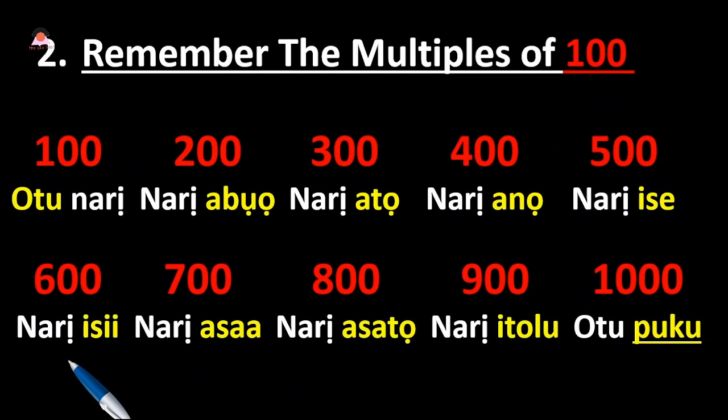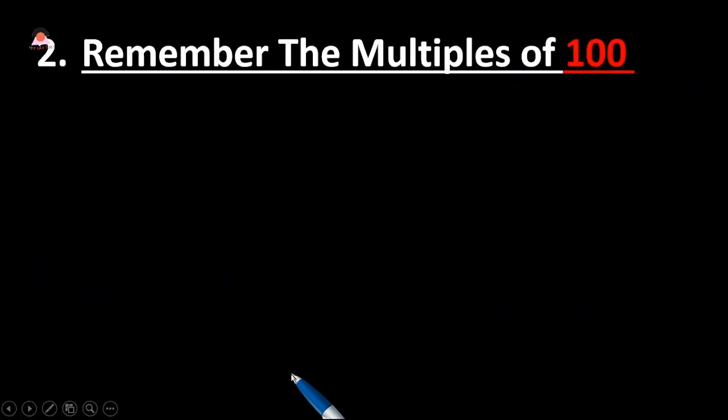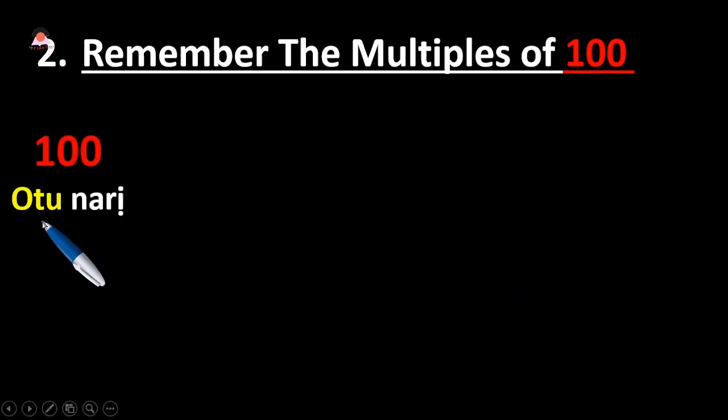100. Let's move on to count the multiples of 100, because as you count up to 1,000, you're going to repeat these multiples of 100 many times. 100, 200, 300, up to 1,000. So let's count them one by one. What is 100? Otu, Nare.